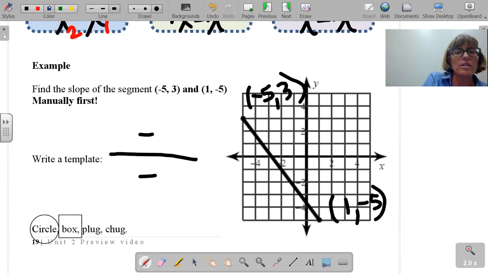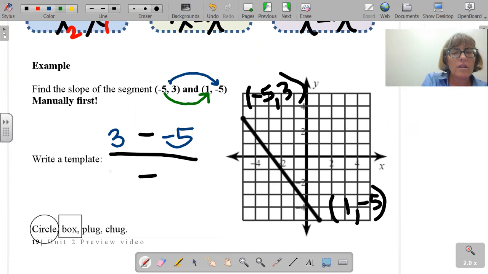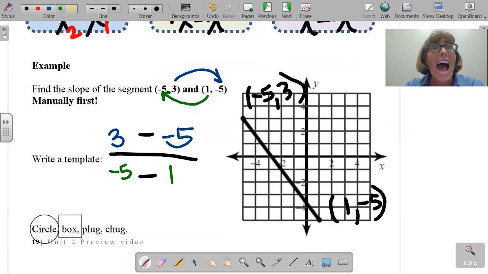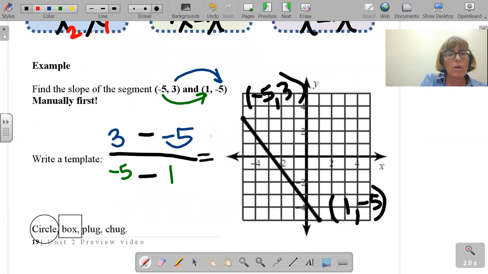So I'm going to go like this. Y's go on top because rise with y's. I'm going to go left to right. 3, -5. And then I'm going to go left to right again. -5, 1. Now, if I go like this, left to right, y's, and then right to left, x's, that would be wrong. Whatever direction you start with is the direction you finish. Y minus y over x minus x. Ready?